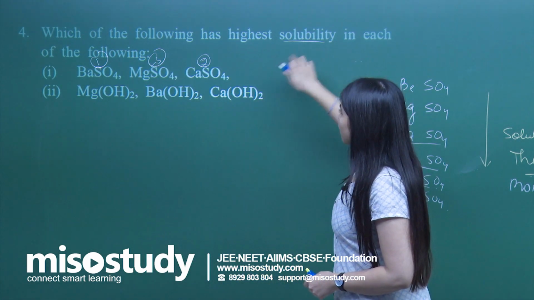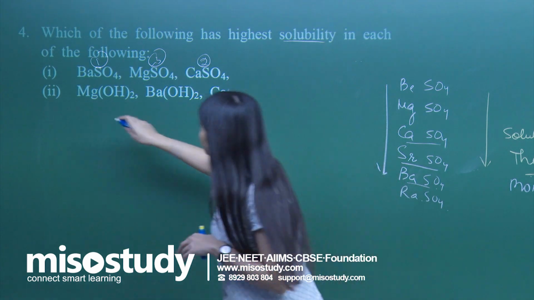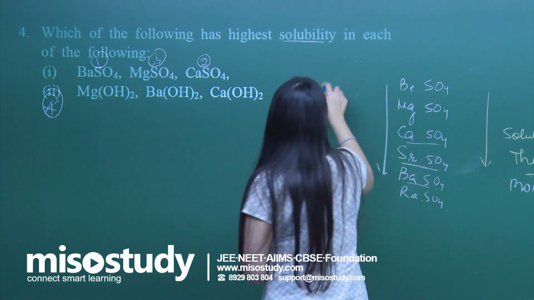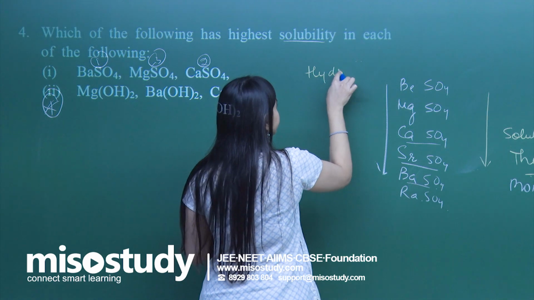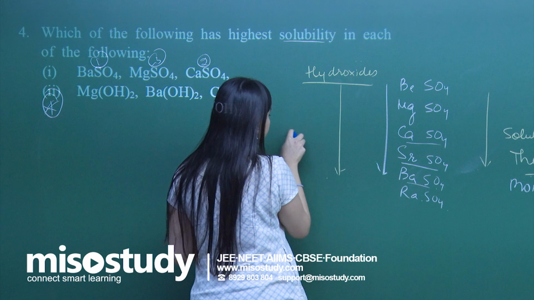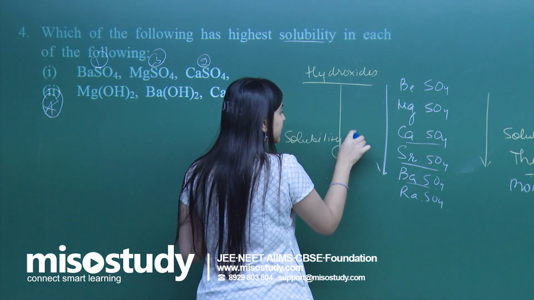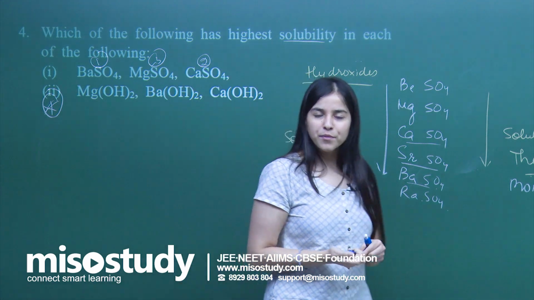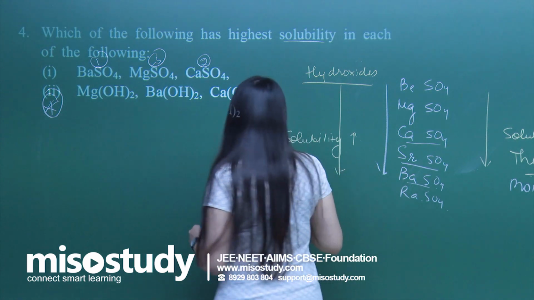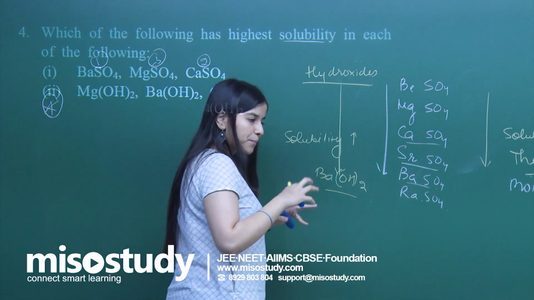Now if I talk about the solubility in the case of hydroxides, it's somewhat different. This is important. And I have already told you in my session that in the case of hydroxides, the order is opposite. In the case of hydroxides, the solubility increases down the group. Because now, if I move down the group, it will be barium hydroxide basically. So it's a bigger one.